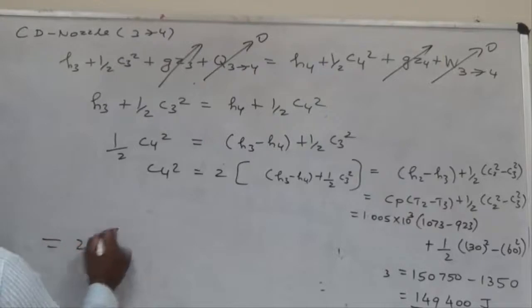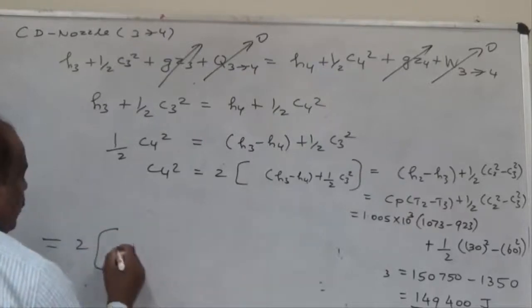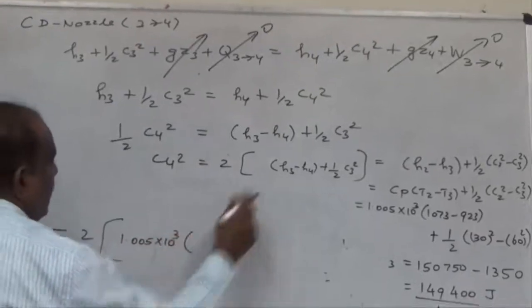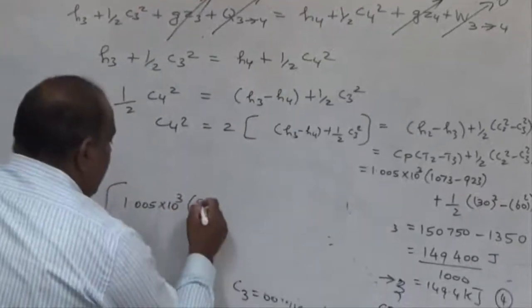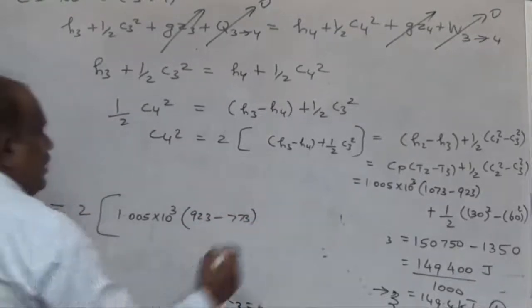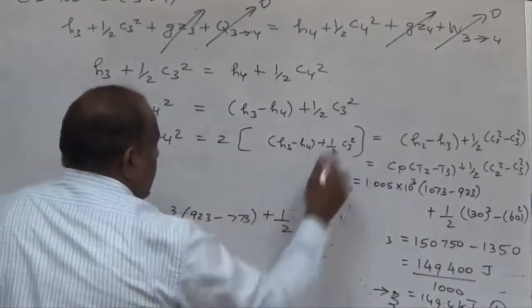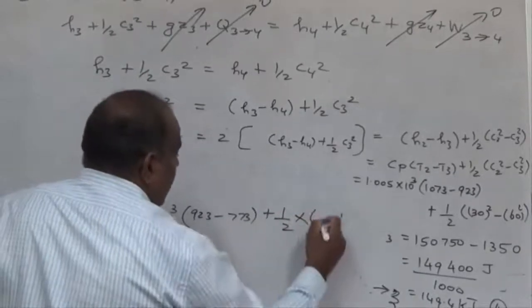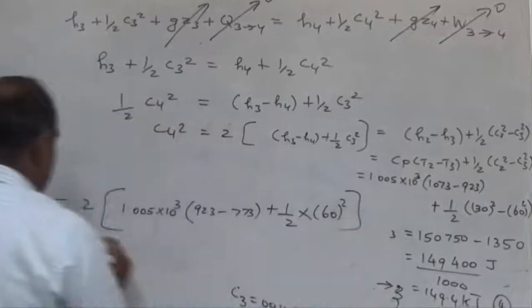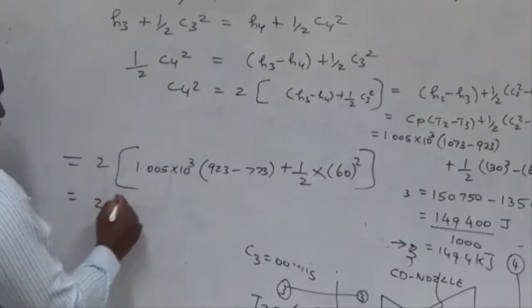So it is 2 into Cp into T3 minus T4. Cp is 1.005 into 10 power 3. What is T3? T3 is 923. What is T4? 773. Plus half into C3. C3 is 60 meters per second. So it is 60 squared. So what is the answer?